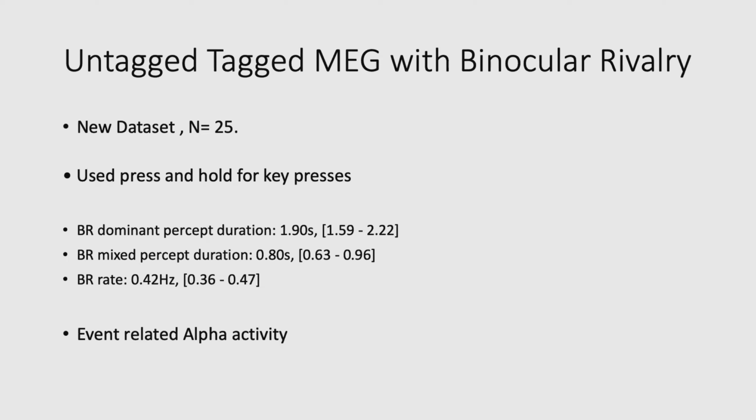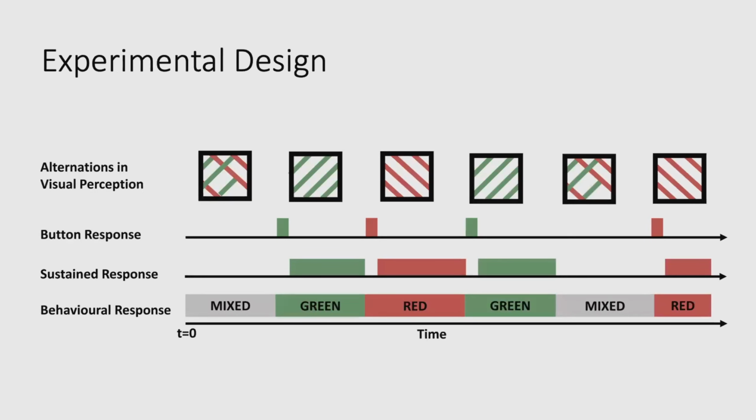We have typical behavior here with a mean dominance duration around 2 seconds. And now we're explicitly measuring the mixed percept duration because we were getting more interested in that, and a typical range of rates. For this afternoon, I'm just going to talk about alpha as one of the more obvious things that we could look at in our untagged data. We're going to look at event-related alpha. This is just the paradigm I just explained, in terms of pressing down one of two keys for dominant and releasing for mixed.